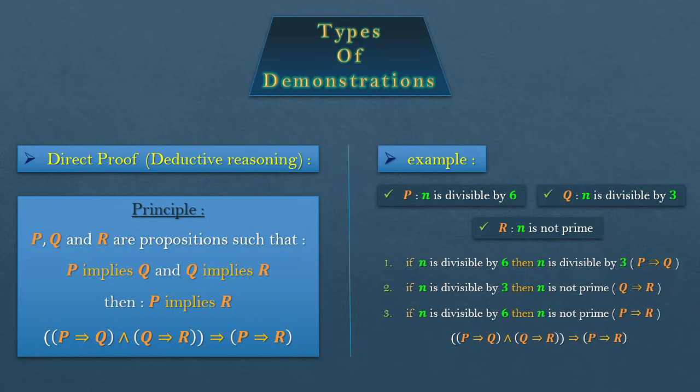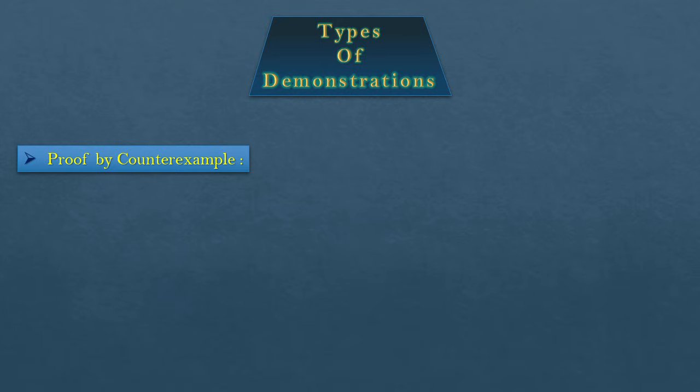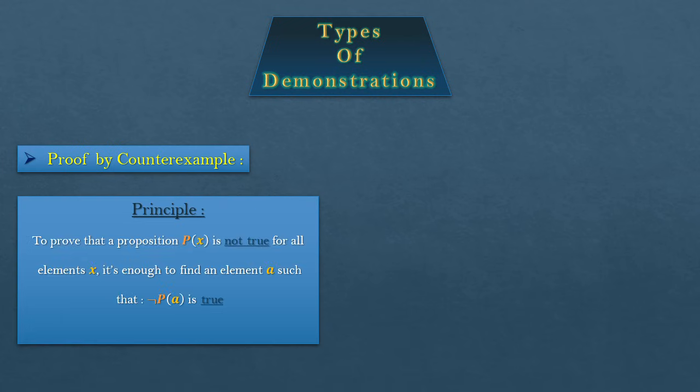Now we will move on to the second type of mathematical demonstration. So this kind of demonstration is known as the proof by counterexample. And the principle on which it relies is that to prove that a proposition that contains a variable x that we note as P(x) is not true for all possible values of x, we have to find at least one value that we can note as a, for which the logical complement of the proposition P(x) that we note as not P(a) is true.